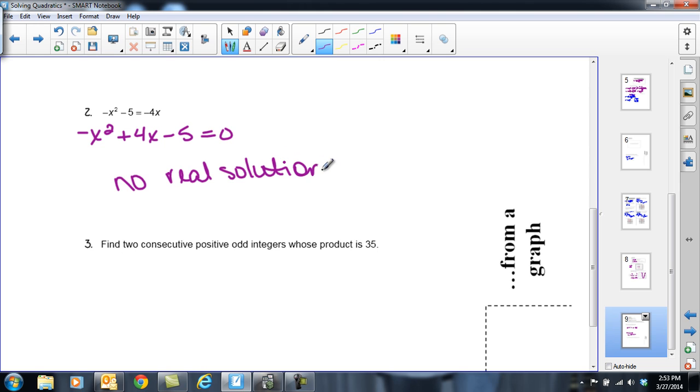And so there are no answers, or no real answers that I can come up with because it never crossed the x-axis. So that's just what you say. It has no real solutions. I can tell from looking at the picture.